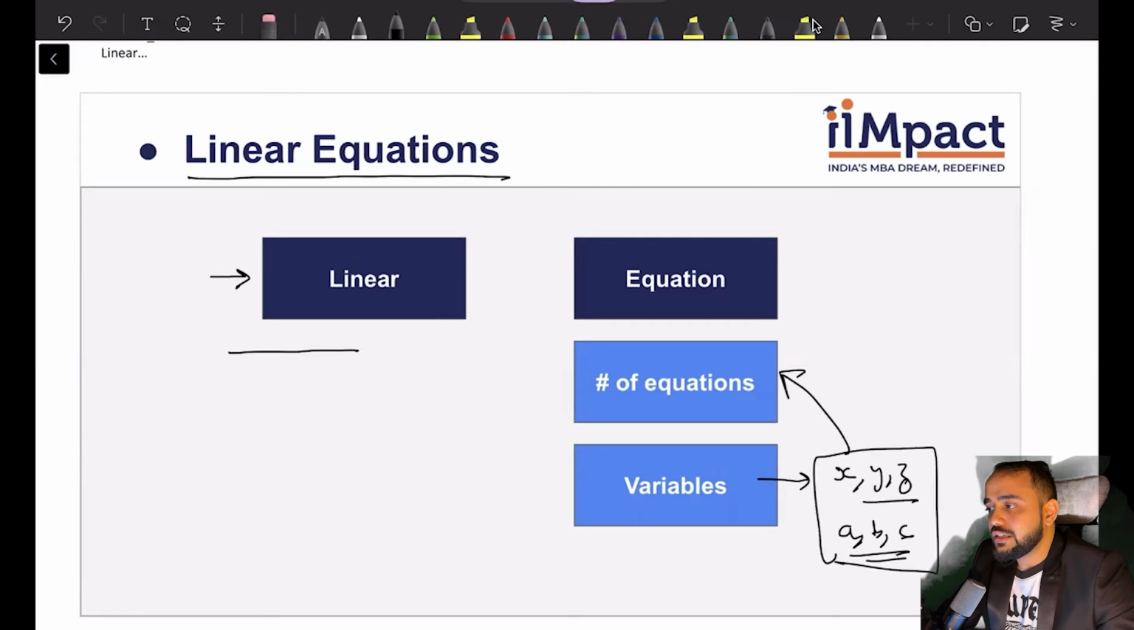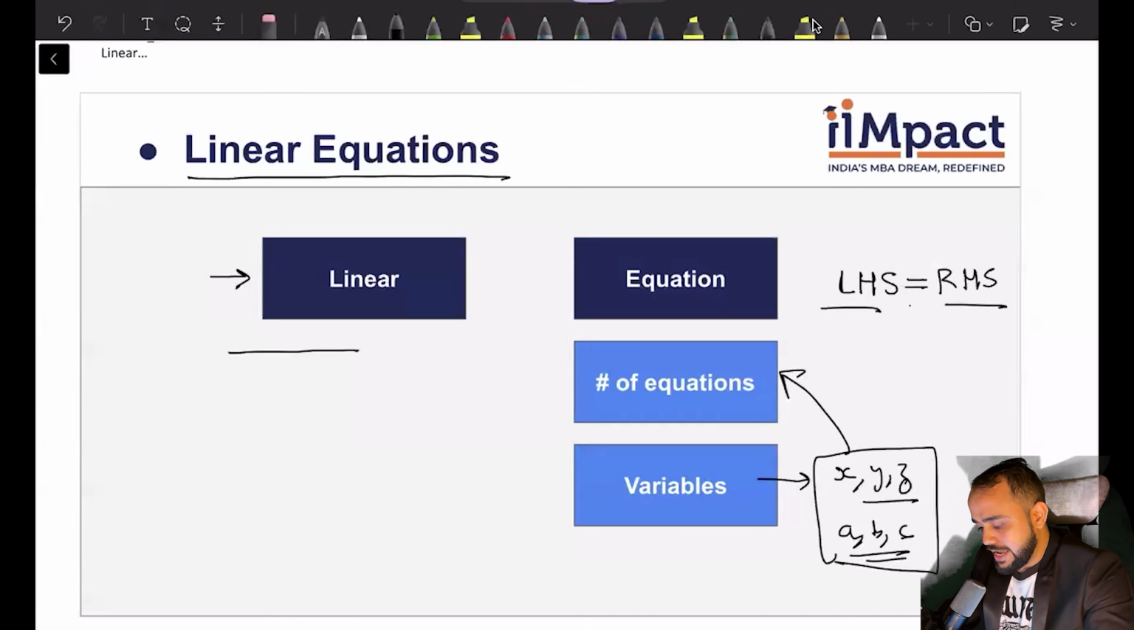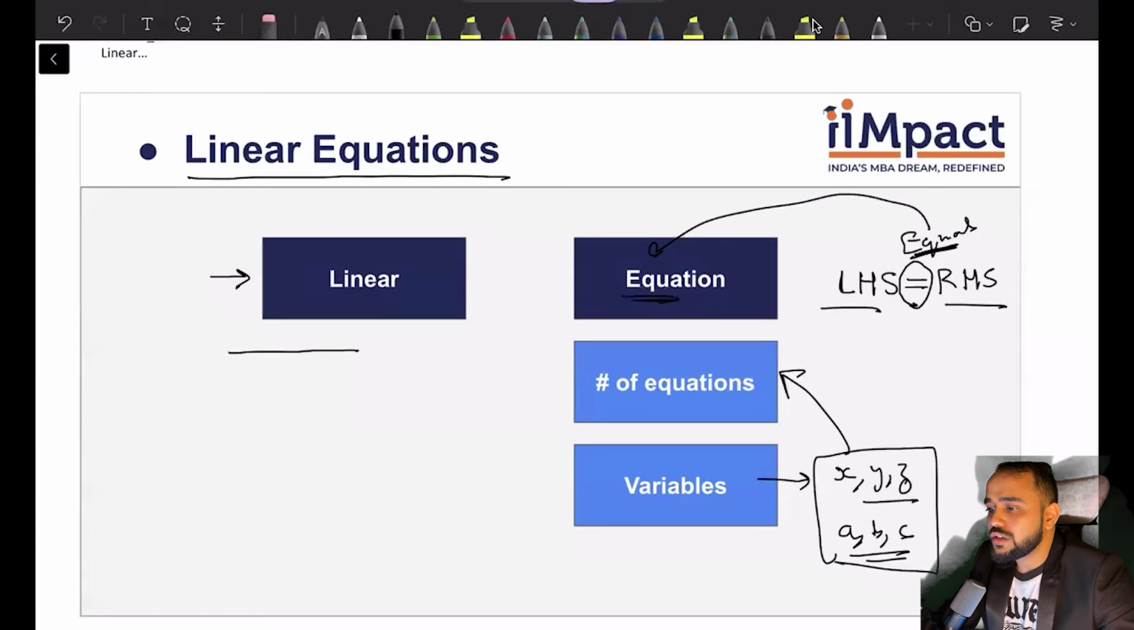Now, what is very, very important to qualify something as an equation? The fact that I will have something like LHS is equal to RHS. Something on the left side and something on the right side, and an equality sign in between. Equal, equation. So these two words are correlated in that sense.